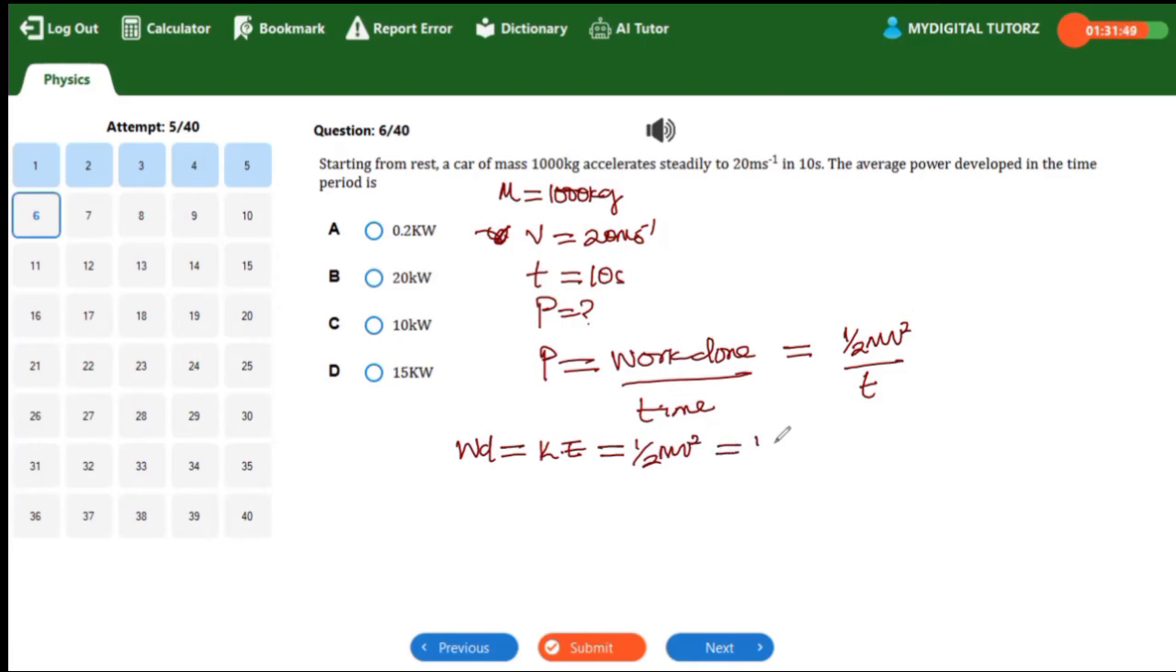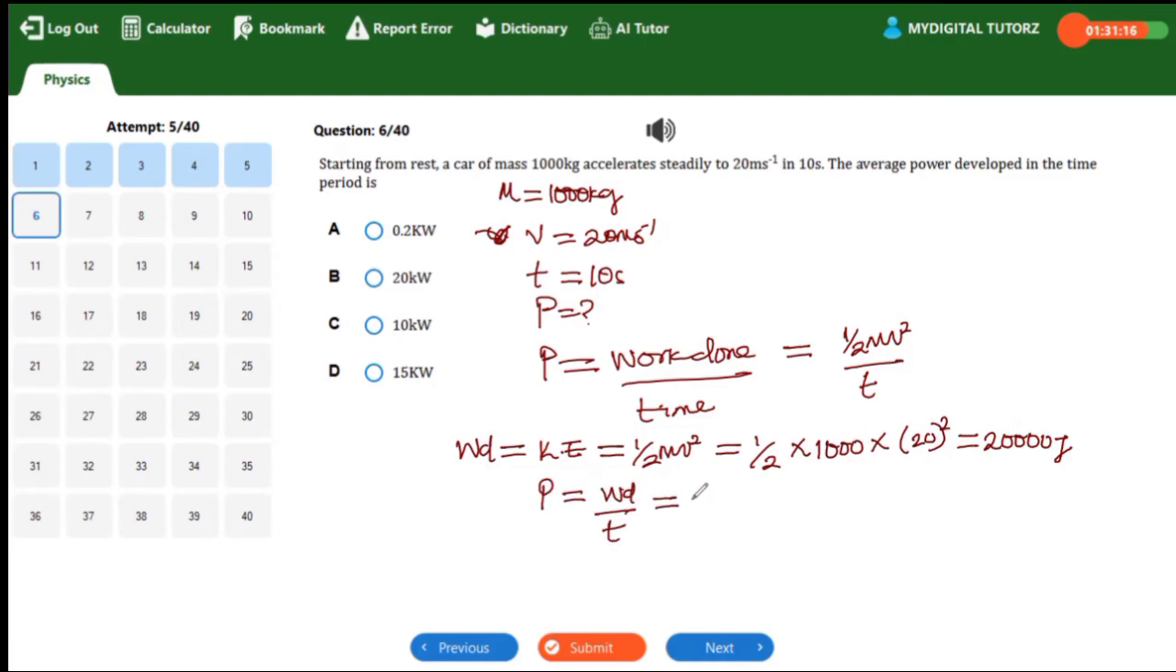That will be 1 over 2 multiplied by the mass, which is 1000, multiplied by 20 all squared. So if we do it, that should give us 200,000 joules. Okay, so when you get this one, come back to the power, which is work done over time.